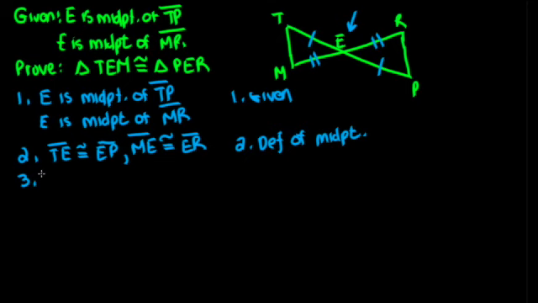There is one other thing that we can find directly from the picture which will help us prove these triangles. Over here, you can see that these two angles are vertical angles. We know that vertical angles are congruent. Let's go ahead and write this in our proof.